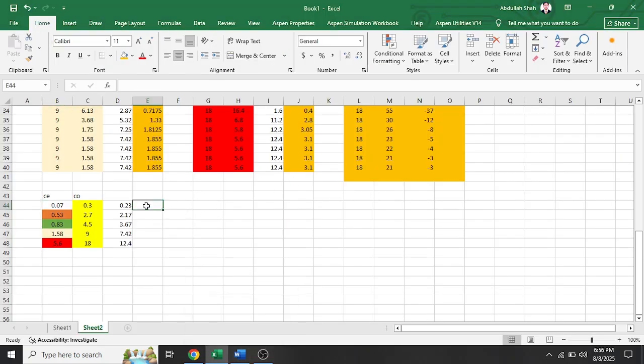So this is equal to, the volume of the solution is 2.25.